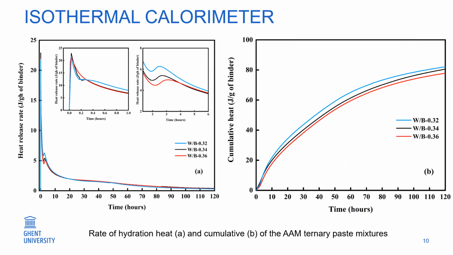However, with the use of different water to binder ratios, a difference appears visible in a slightly earlier second peak for lower water to binder ratio, while the intensity of the second exothermic peak gets diminished using higher water to binder ratio. So what we can say overall is that the water to binder ratio did not significantly affect the dormant period and the general trend of the heat evolution.